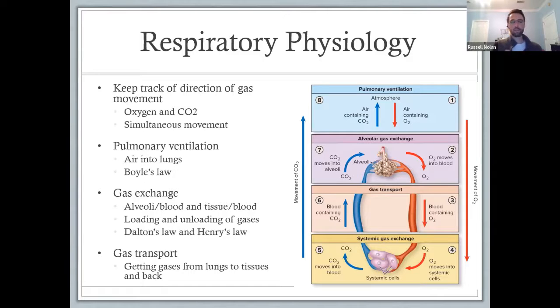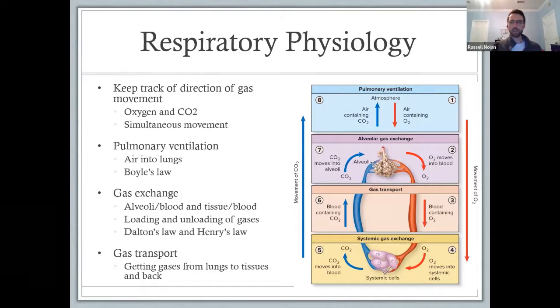But I put the note here, simultaneous movement, because realize that it's not like a conveyor belt where you move the oxygen to the end and then you pick up carbon dioxide and move it back. Oxygen and carbon dioxide are moving simultaneously throughout your body. It's not like blood swishes one way to your feet and then swishes back the other way to your lungs with carbon dioxide. Remember, it's a circle here, so everything's working simultaneously.